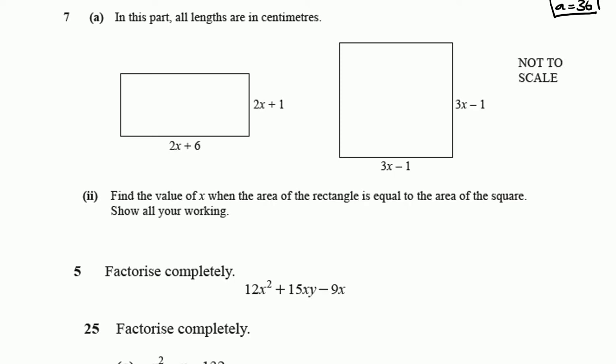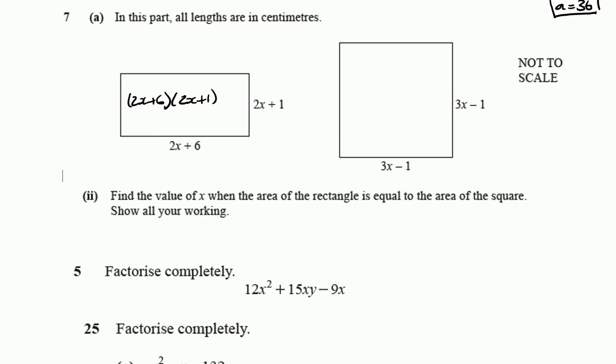Okay, let's have a look at this question. We are told the area of the rectangle is equal to the area of the square. We want to find the value of x. So the area of the rectangle is length times width, which is 2x plus 6 times 2x plus 1.